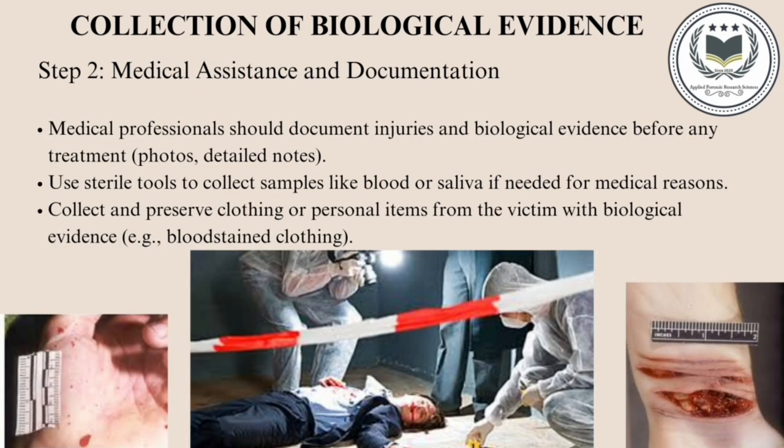Step 2, medical assistance and documentation. Providing medical assistance to the victim. If there is any injured person at the crime scene, the priority is to move immediately to medical aid. Call emergency medical services to the scene of crime for victim stabilization and transport. Law enforcement or first responder officers should ensure that medical personnel do not disturb potential evidence unnecessarily.